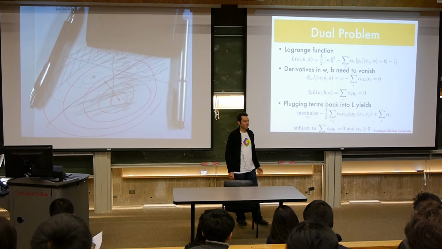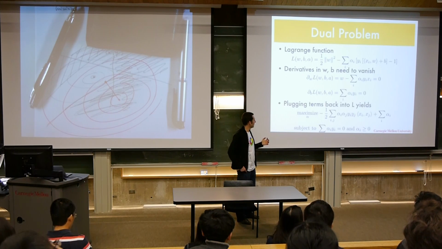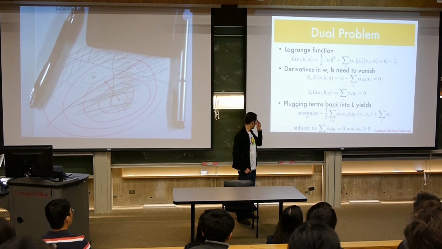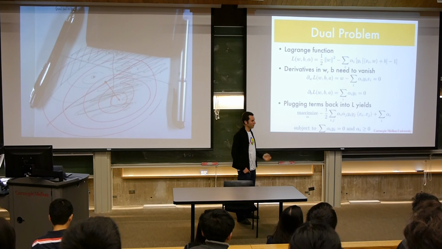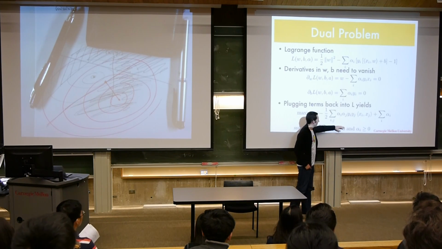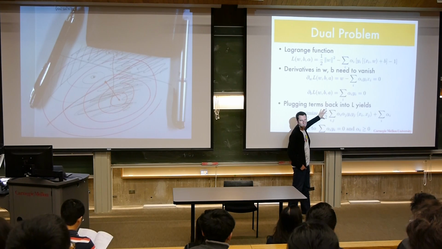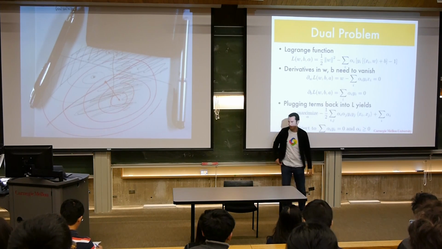Okay? So now that we know this, we can just plug those terms for w and b back into the Lagrange function. If you do that, you get this equation. Do you want me to derive that step? I can do that on a piece of paper. It's no big deal. Would you like me to do that? Okay, good.